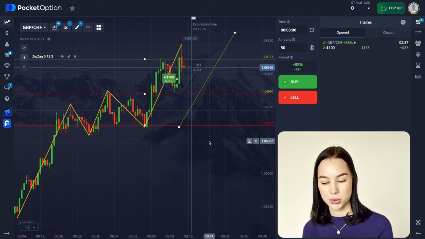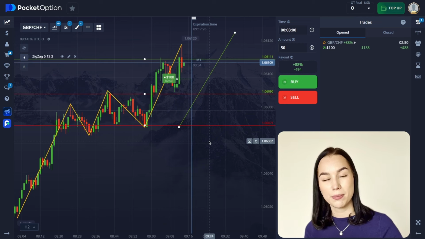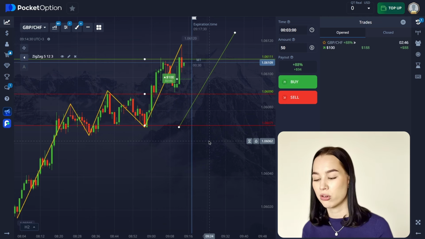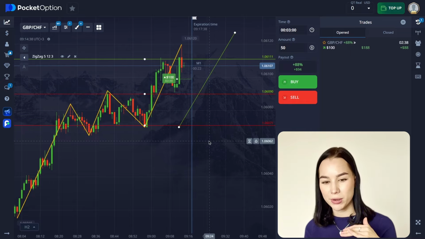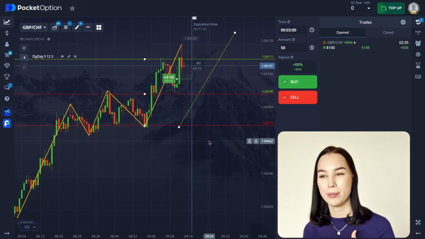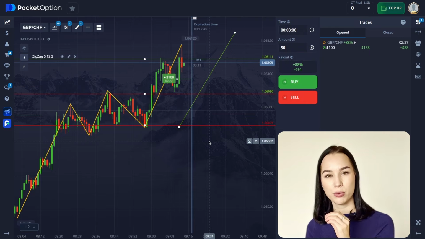The expiration time was firstly 3 minutes, but after we made a rollover, that gave us plus 3 minutes to our trade. This is how the rollover works. If you see, for example, that you open a trade and it went lower than your entry point, and you understand that the price needs more time to close in the plus, you can open a rollover.